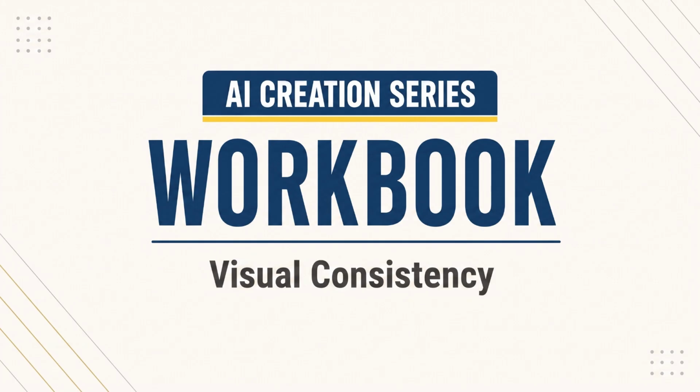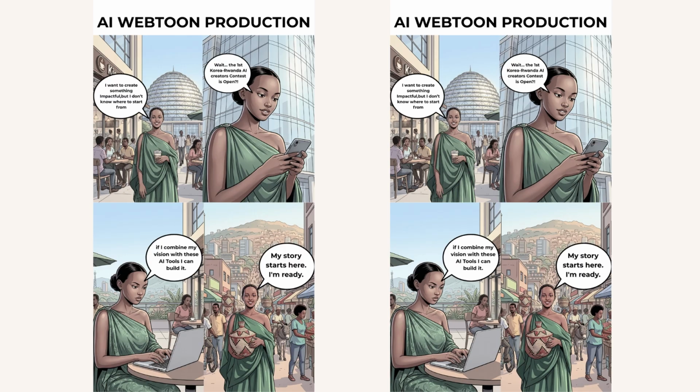Same person. New locations. In Episode 7, we take this consistent character and build a 4-panel webtoon, a visual story in the style of Korean digital comics. We will write the story, generate each panel using the consistency trinity, and assemble the final piece in CapCut.